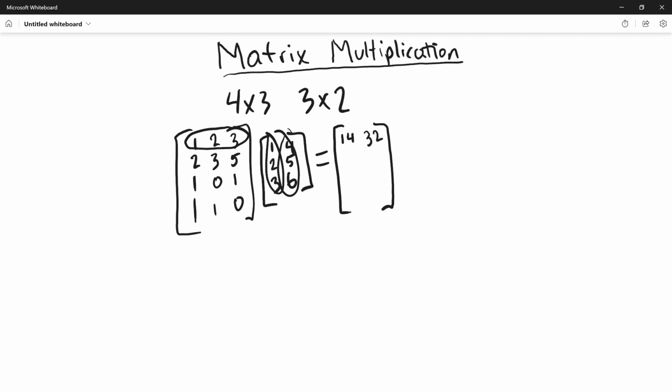Okay, now we continue that pattern for the rest of the rows in our first matrix. So I'm going to do the second row by the first column. Now I'm getting 23. Since I'm in the second row in the left column, the 23 will go in that second row left column. Now for the right column second row, I'm getting 53.